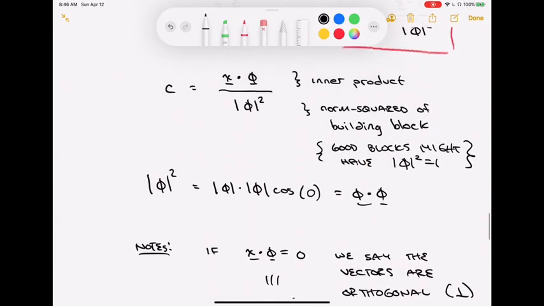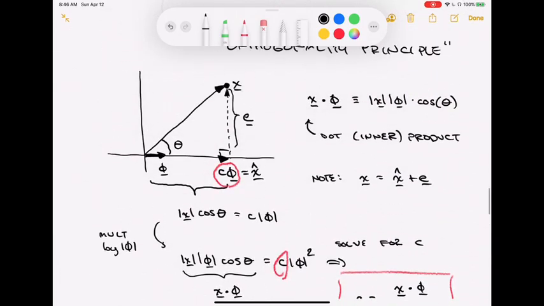So let's go back again to our picture. And I'm going to do a very quick summary. I have an object of interest, x. I have a building block, phi. I want to estimate the object of interest, that's x hat, as a linear combination of my building blocks, which in this case is just a single building block, phi, scaled by some unknown value, c. I know my building blocks. I know the thing of interest. The best here is going to be the one that minimizes the length of the error.